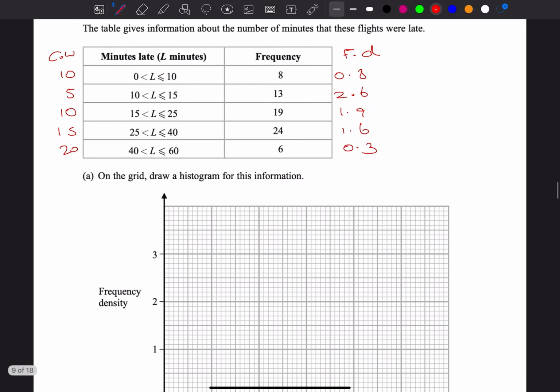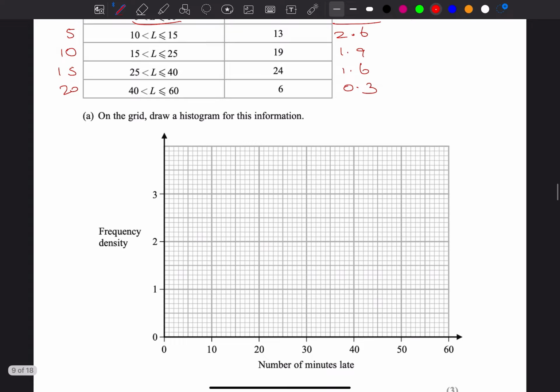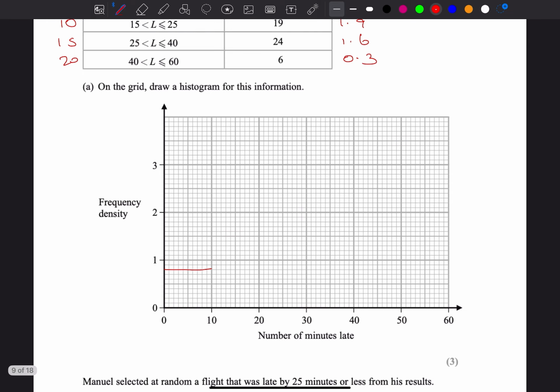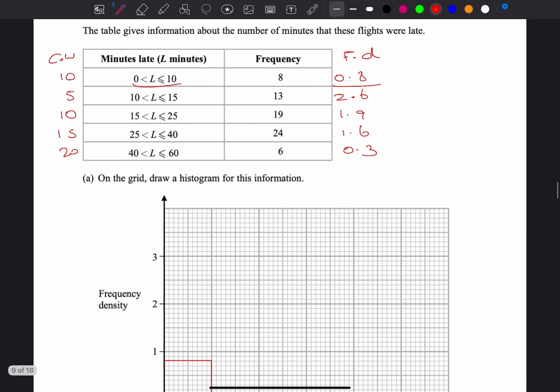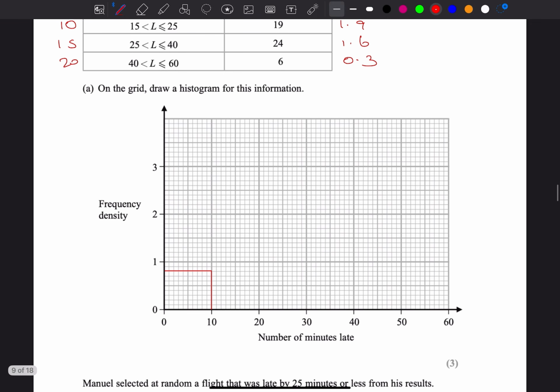And we draw. So 0 to 10 is 0.8. 0.8 is here, 0 to 10. There you go, that's the box. Good. 10 to 15 is 2.6, so you have to go up to 2.6.